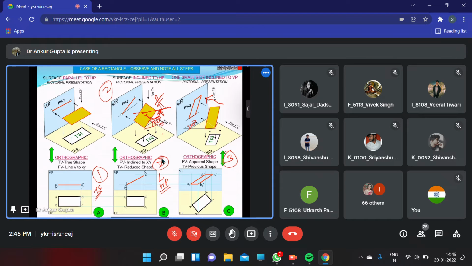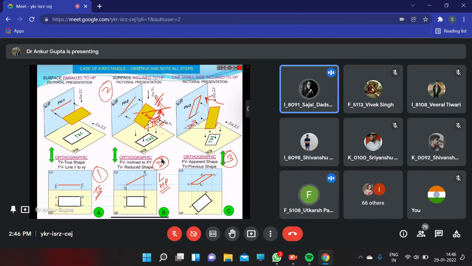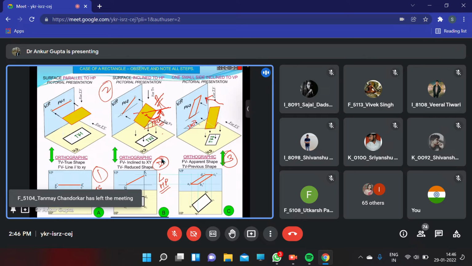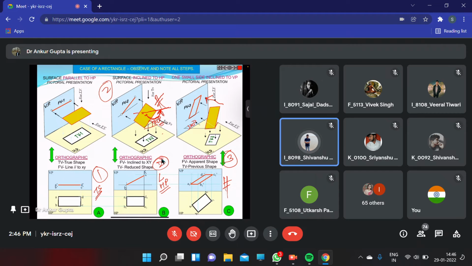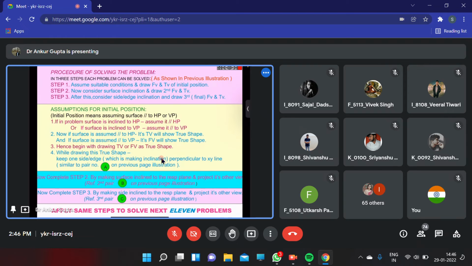हाँ या ना? Yes, sir. Second case में we have inclined it to the horizontal plane, and now in the third case, keeping the inclination with the horizontal plane constant, we rotated it in the vertical plane. ठीक है? Then you get this shape. I hope it's clear now.